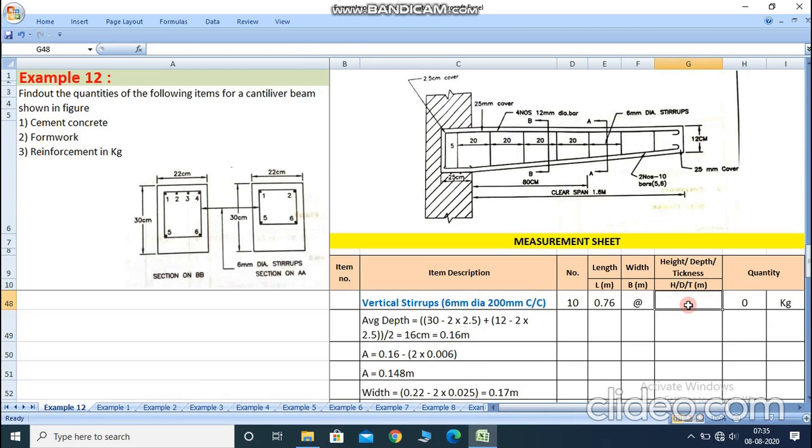for 6 mm diameter, per meter length weight of the bar is 0.22 kg per meter length. So multiplication of 10 multiplied by 0.76 multiplied by 0.22 gives 1.6764 kg weight of steel required for the vertical stirrups of 6 mm diameter at 200 mm center to center spacing. So here the example is complete. Thank you.